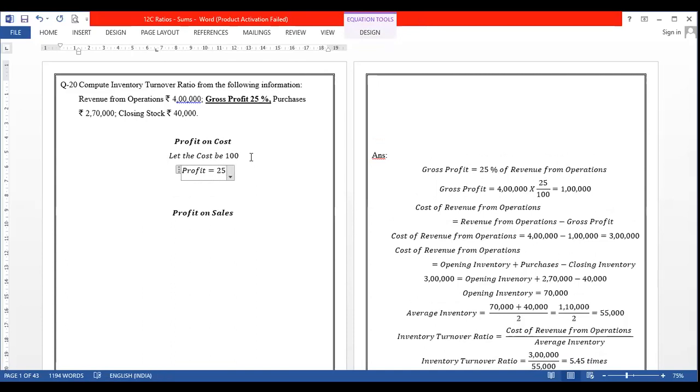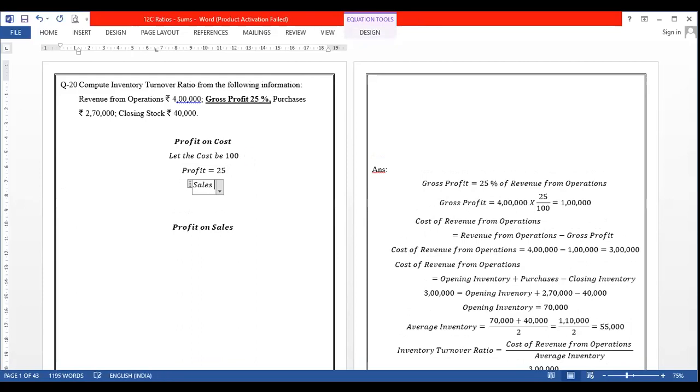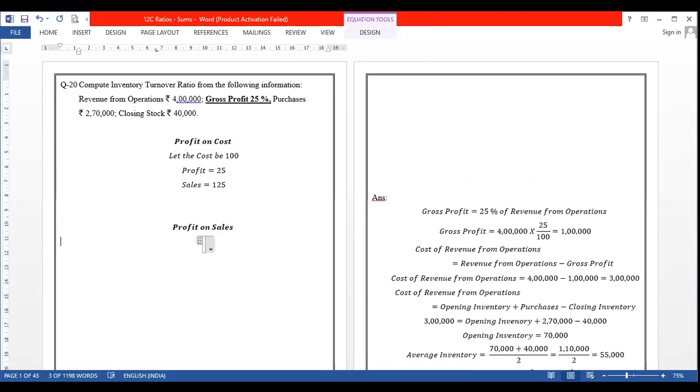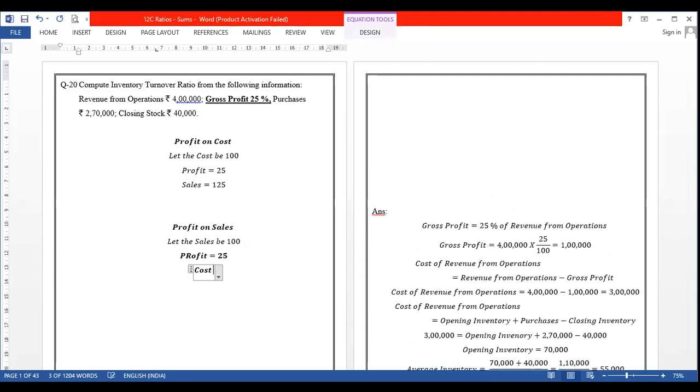Suppose the profit is 25. In that case, sales will be 125, so this is profit on cost. But when it is profit on sales, how do you go about it? We need to assume that the sales are 100, and if the profit is 25, then the cost will be 75. Correct. So this is the point.